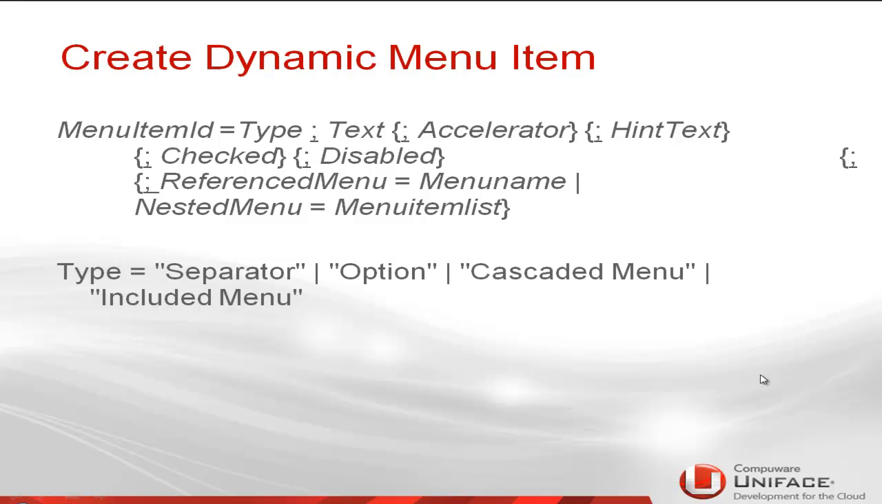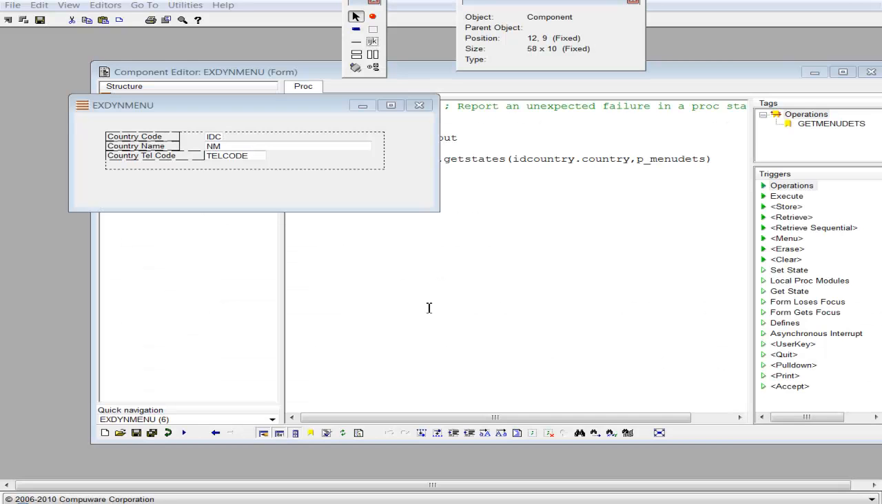In these cases, the included or cascaded menu should be mentioned as an attribute, either as nested menu equal to another dynamic menu item list, or as referenced menu equal to a predefined static menu. There can also be a separator in order to group menu items. Other attributes for the menu item list can be hint text, checked and disabled, depending on the desired appearance of the item. So let's have a look at how this looks in practice.